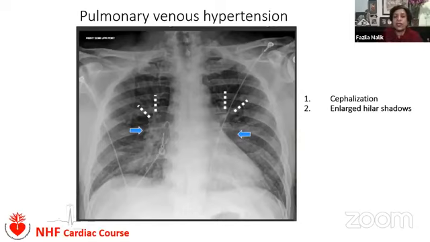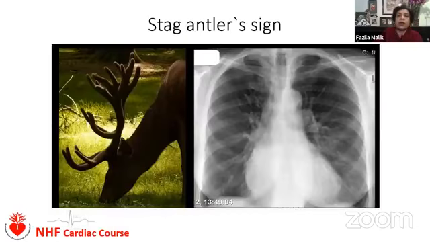So here we can see the straightening of the left border, which is an evidence of mitral stenosis. And when we look at the lung fields, we notice that the upper lobe vessels are more prominent. The hilar is not that clean cut. It looks enlarged. So here we have pulmonary venous hypertension and stage 1 of heart failure. So acute pulmonary edema. And as I was saying, the upper lobe diversion or cephalization has another name also. It is called a stag antler sign.